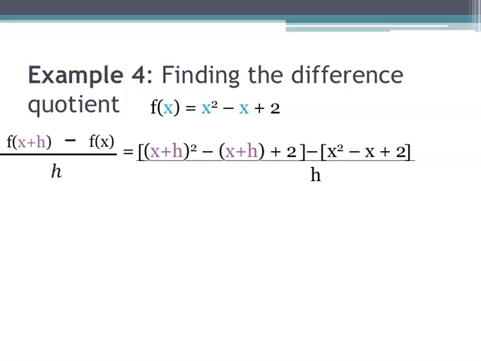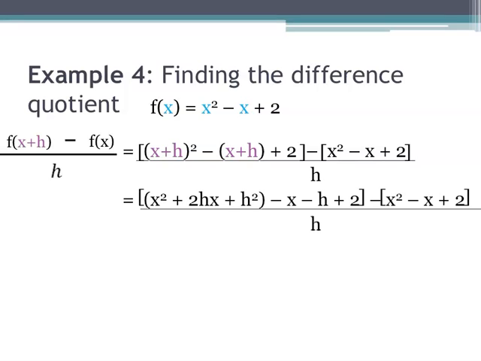Most of this is just tedious work once you have this part set up correctly. So we multiply x plus h squared. Remember, this is x plus h times x plus h. So this is equal to x squared plus 2hx plus h squared. Distribute the minus, so we have minus x minus h plus 2. Distribute this minus, so this is minus x squared plus x plus 2, all over h.